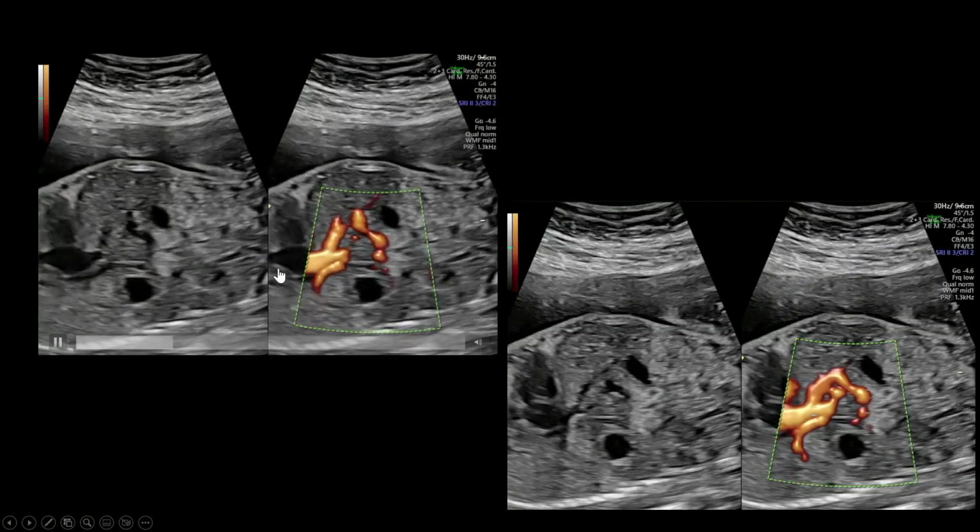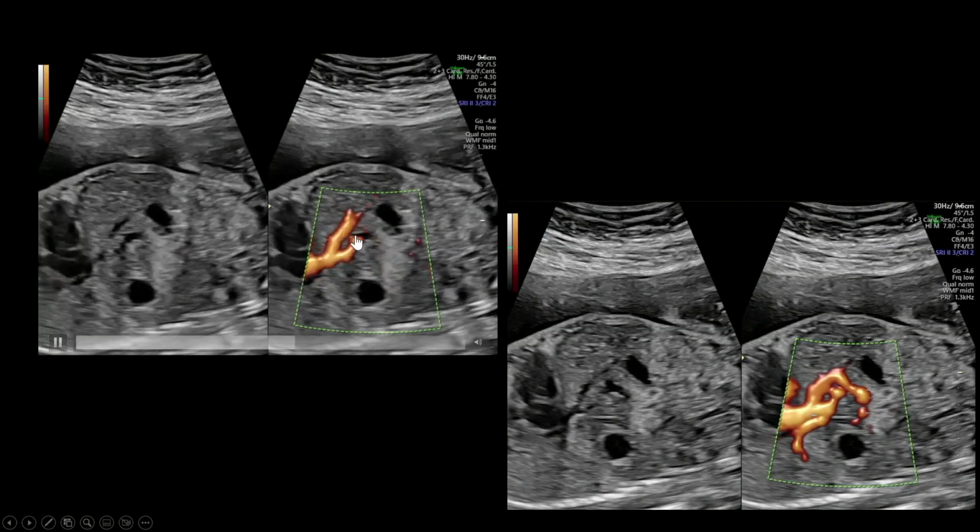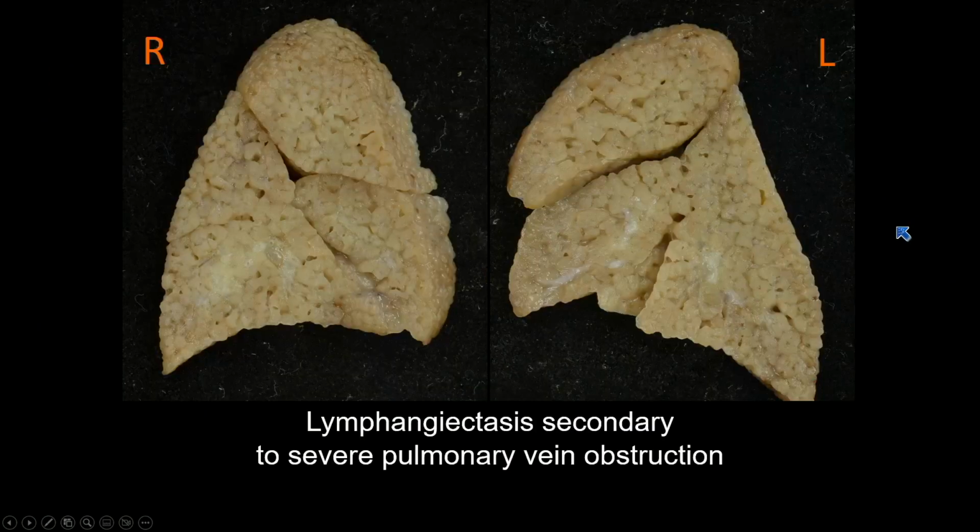I have another one here that shows the drainage into the liver. And if it's severely obstructive, and that's the next concern, you end up with lymphangiectasia, and the patient actually has severe lung disease and is inoperable, like this one.